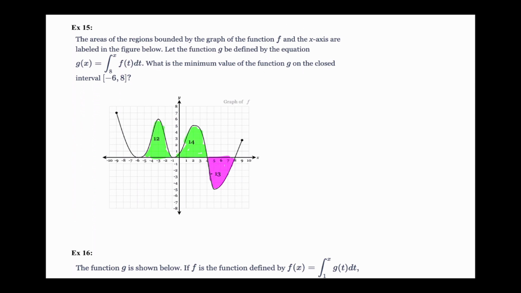So let g be defined by the equation g of x is equal to the integral from -8 to x of f of t dt. What is the minimum value of g? So when you hear minimum value, because that's what we're looking for, what should we automatically think when we see or hear minimum value?